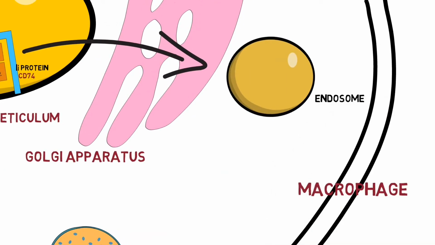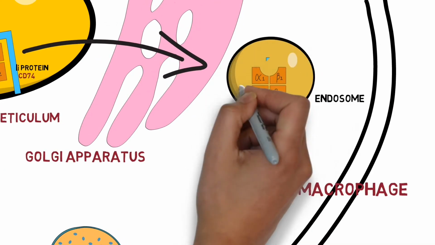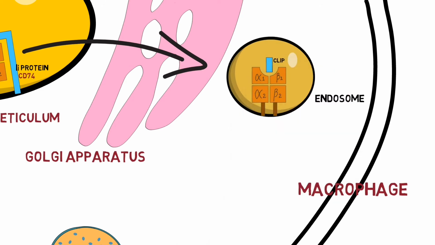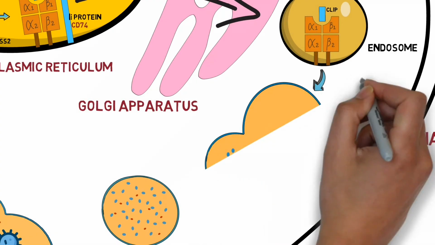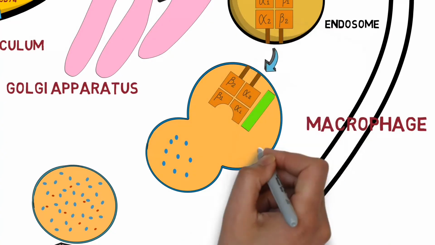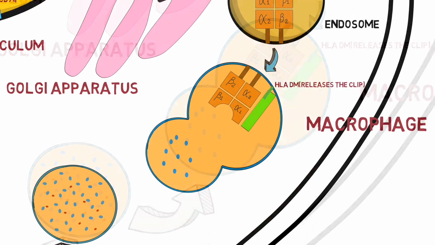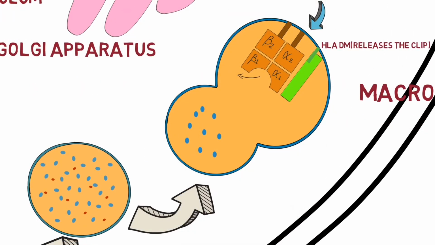The endosome formed is slightly acidic, which will degrade the Ii protein, leaving a CLIP at the binding site of MHC class 2. It does not allow any antigen or peptides to bind to the MHC class 2 molecule. Another protein called HLA-DM interacts with the MHC class 2 and releases the CLIP from the binding groove. Now the phagolysosomes containing the bacterial peptides can fuse with the MHC class 2 endosome. This will allow the bacterial peptides to bind to the groove of the MHC class 2 molecule.